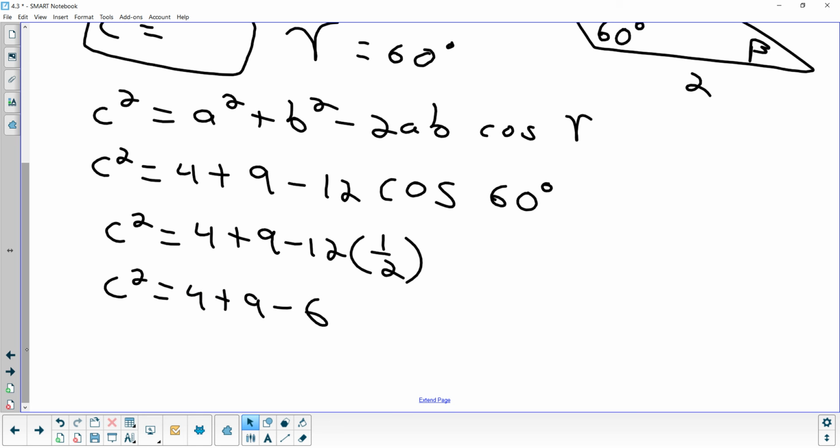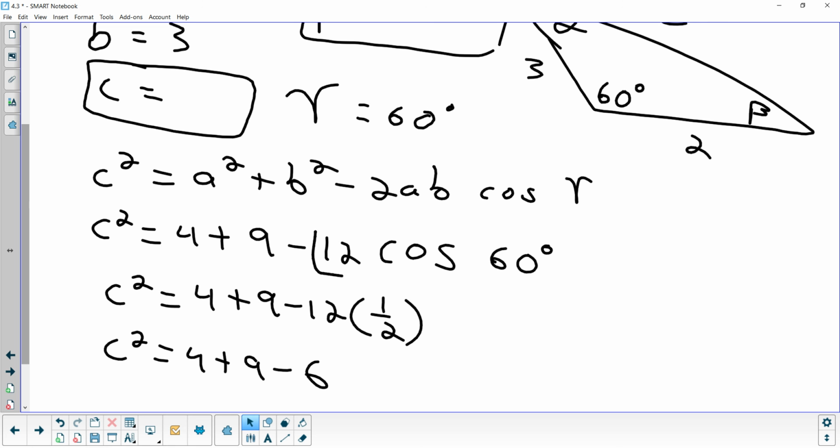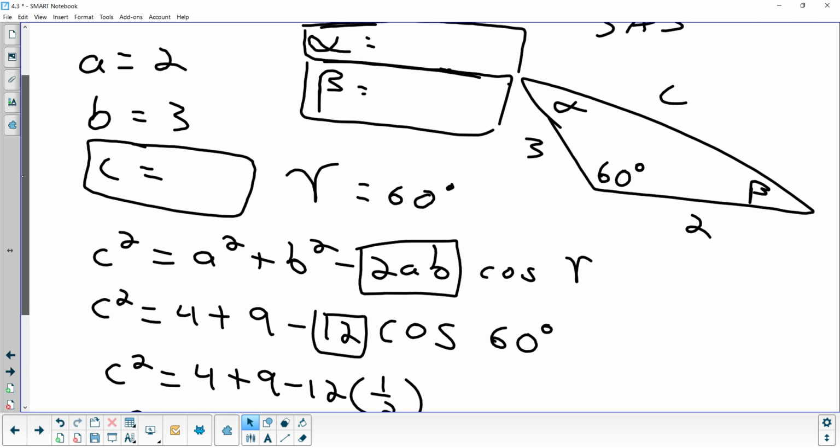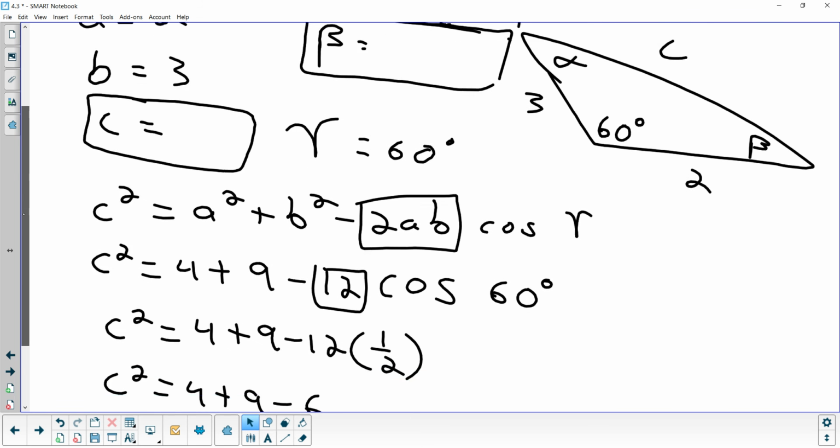Any questions on that? Yep. How did she get the 12? The 12? So the 12 is this: 2 times A times B. 2 times 2 times 3.